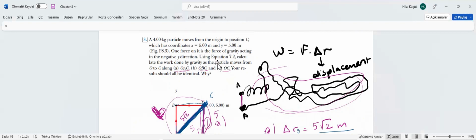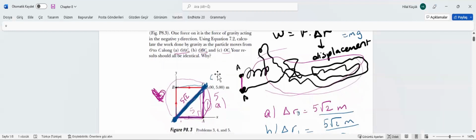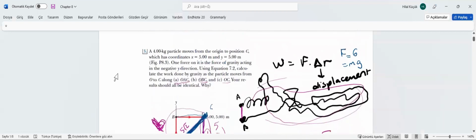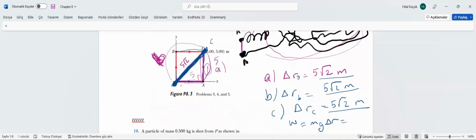done by gravity. I know F is gravity, the gravitational force, which is mg. This is the math part. So work will be mg times delta R. M is 4. G, you can take 10. And delta R is 5 times the square root of 2. Okay, so all of them are the same because displacement is the same.